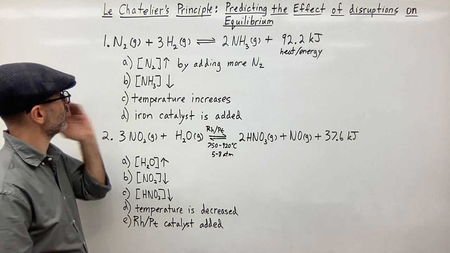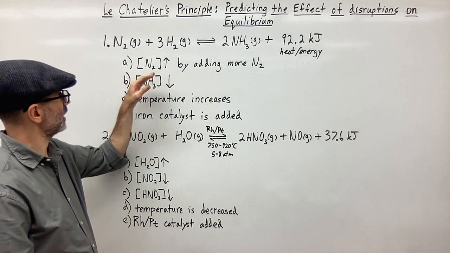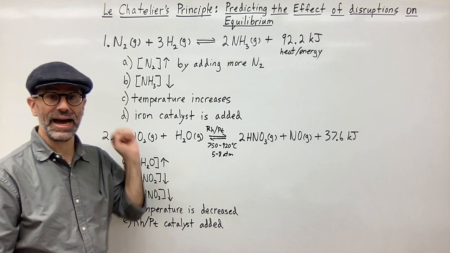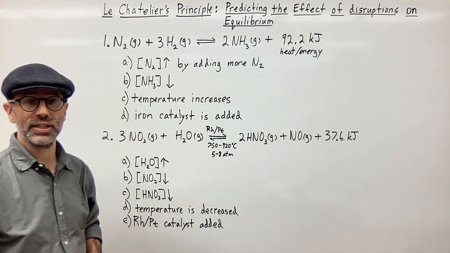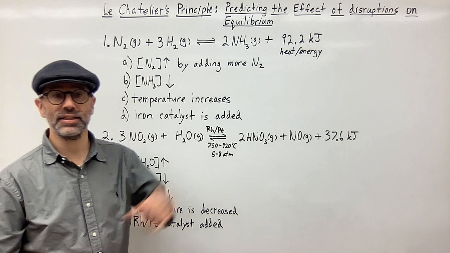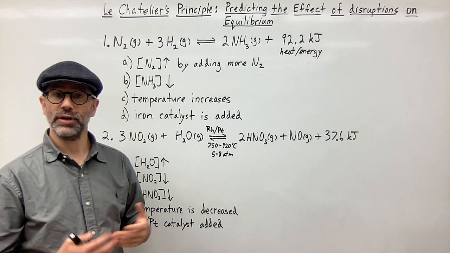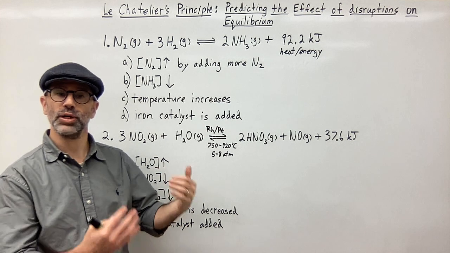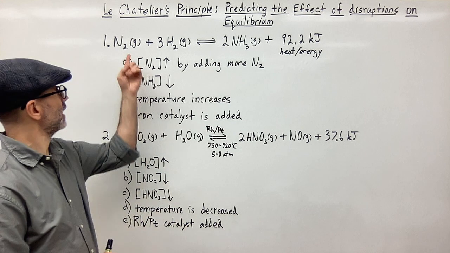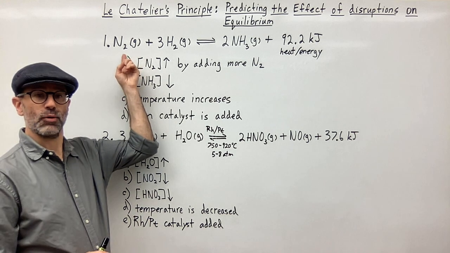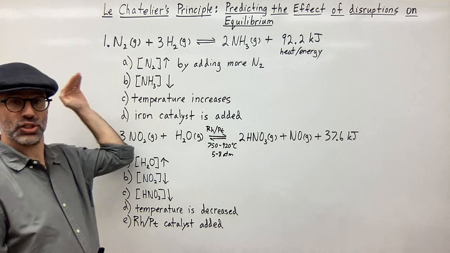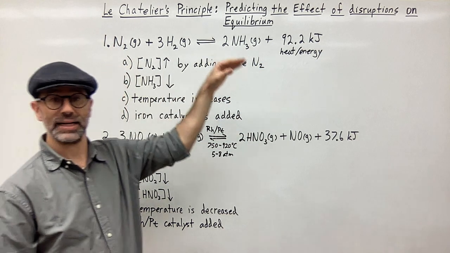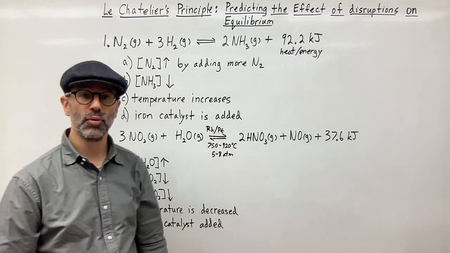So let's start with A. So here we have an increase in N2 concentration. Nitrogen concentration is increased by adding more N2. So according to Le Chatelier's principle, if we're increasing the concentration of N2, then the reaction is going to shift in a way that's going to decrease N2 or remove N2. So since N2 is a reactant, it wants to get rid of N2, so it's going to shift in this direction to use up more N2 and get back to equilibrium by shifting towards the products.